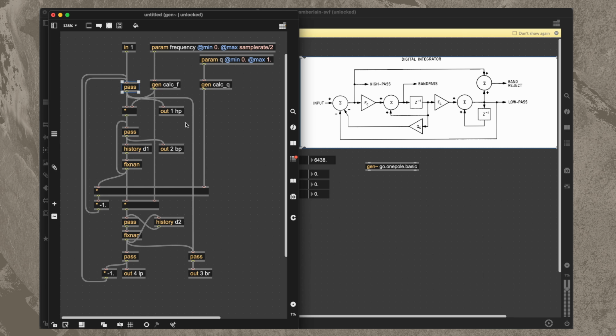And we've already done the delaying with this history. So that's what makes this path possible. If this were not here, this feedback path would be impossible. We then scale again by the frequency, and then we go into another integrator, which is this guy here. And then we sum the output of the high pass filter with the output of that integrator, and that gives us our band reject.